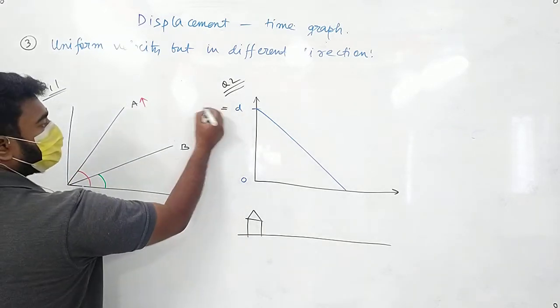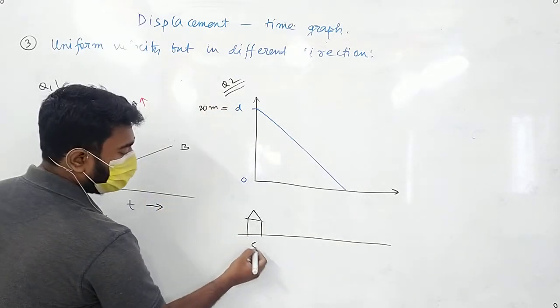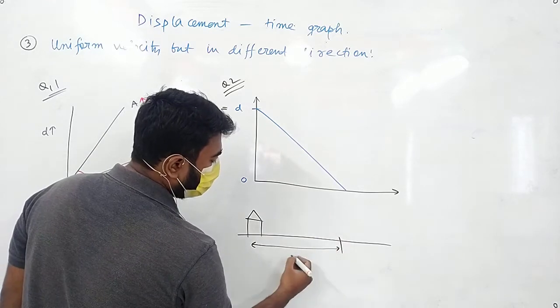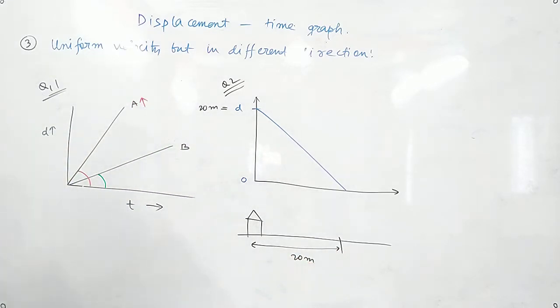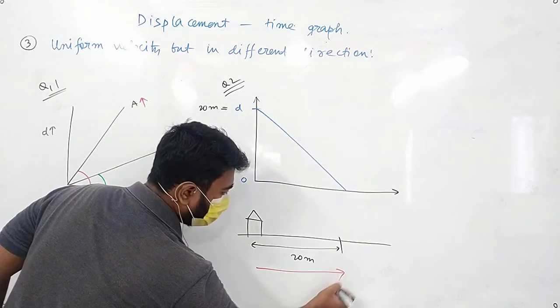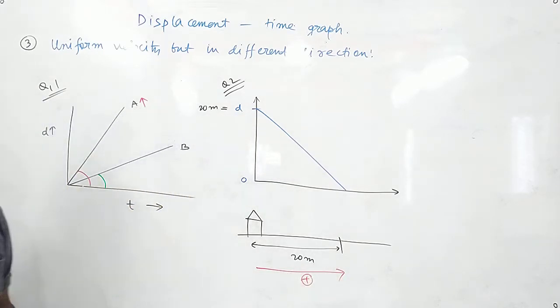Suppose this distance is 20 meter and let this one be 20 meter. Is that clear? Okay, is 20 meter in the plus x direction? It is in the plus x direction, right?